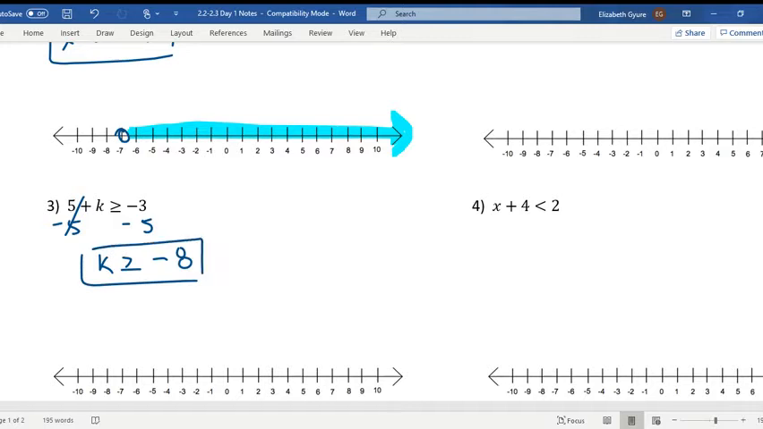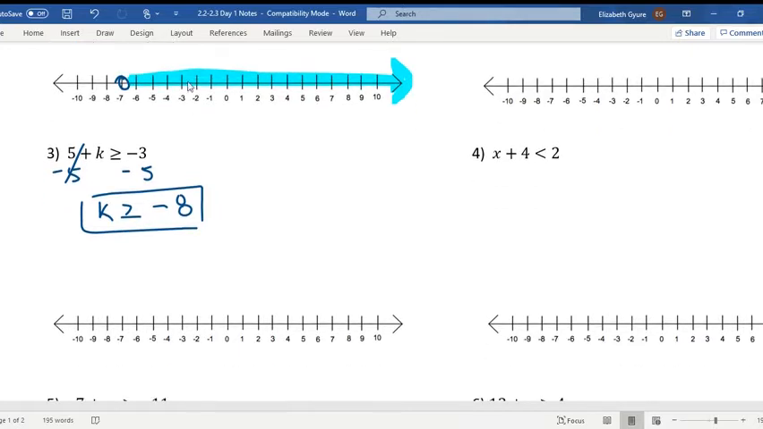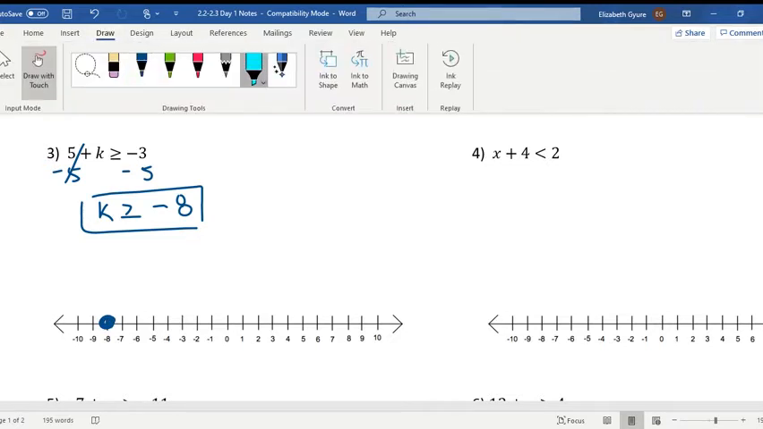-8. Good. What do we think on this one? Open or closed circle? Closed. Closed at what number? -8. So put a closed circle at -8. And how do you read this symbol? Is this a greater than or equal to or a less than or equal to? It's a greater than or equal to.